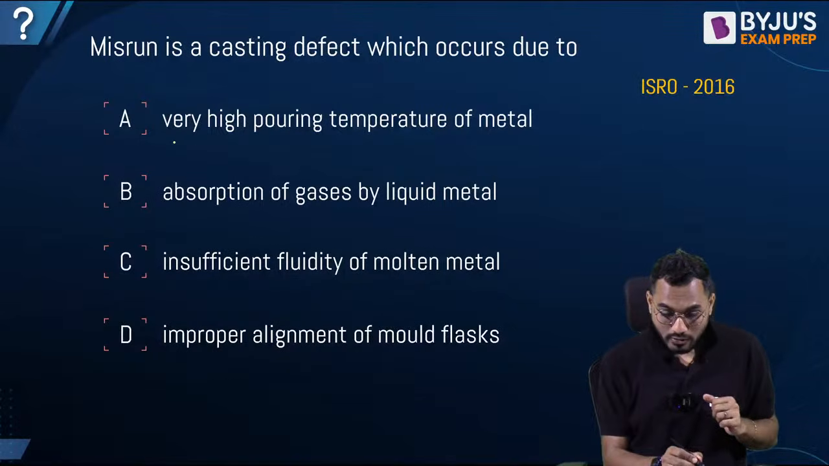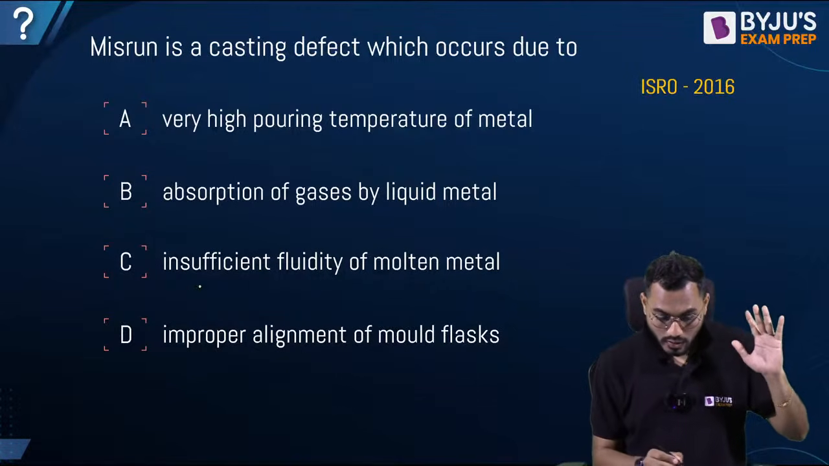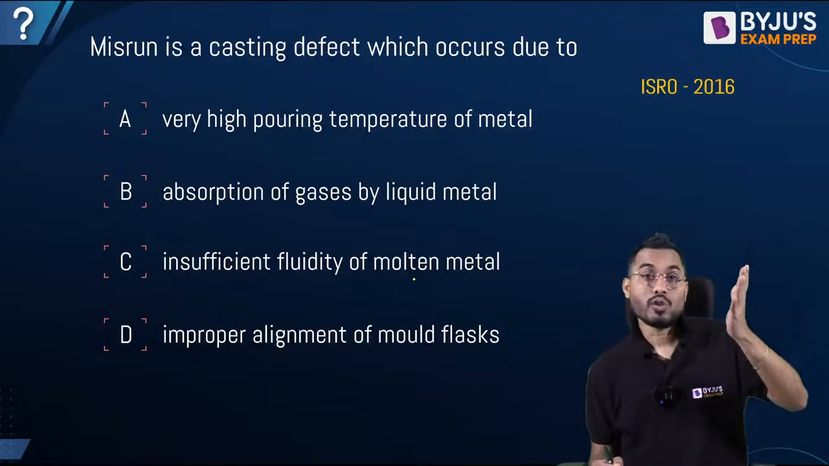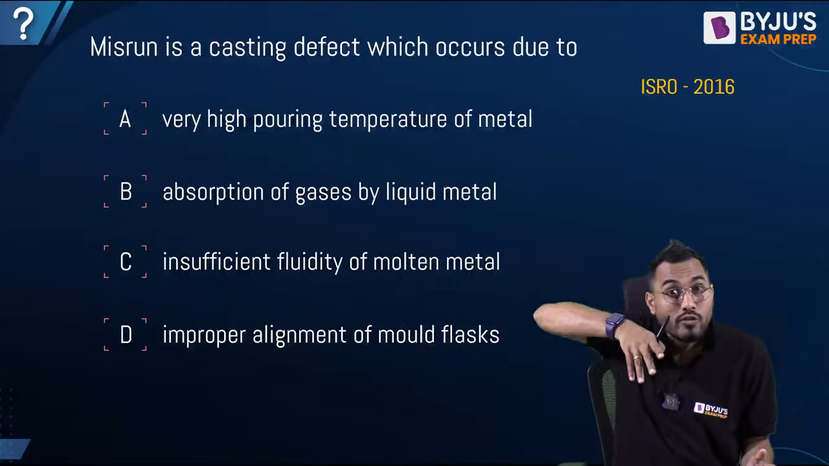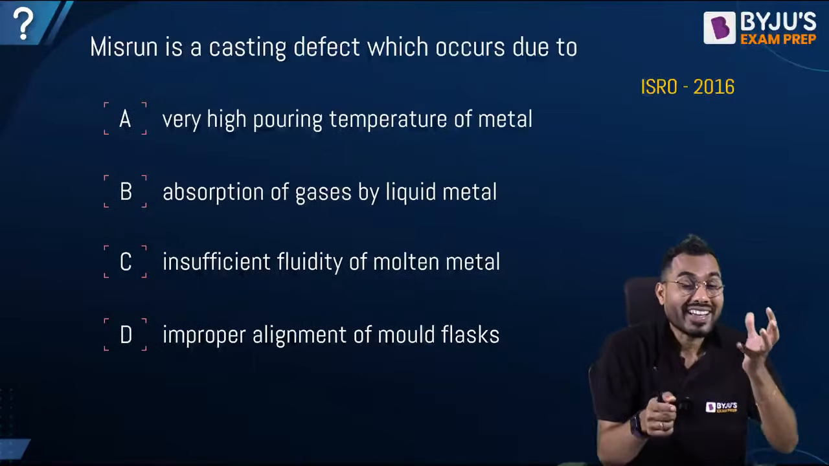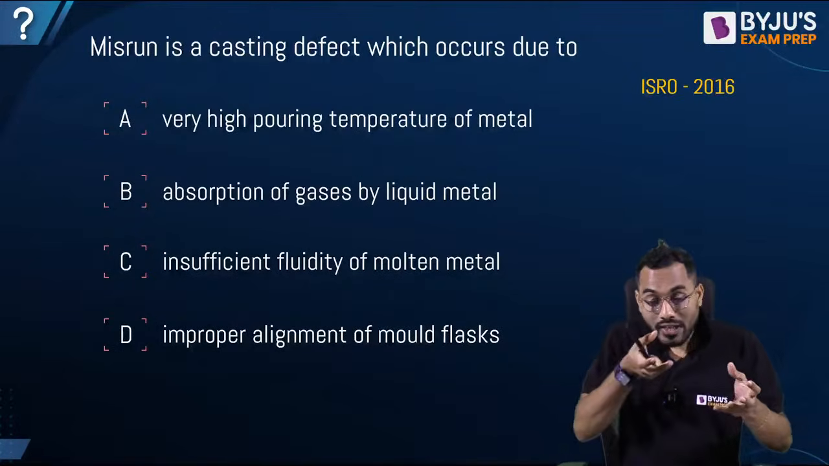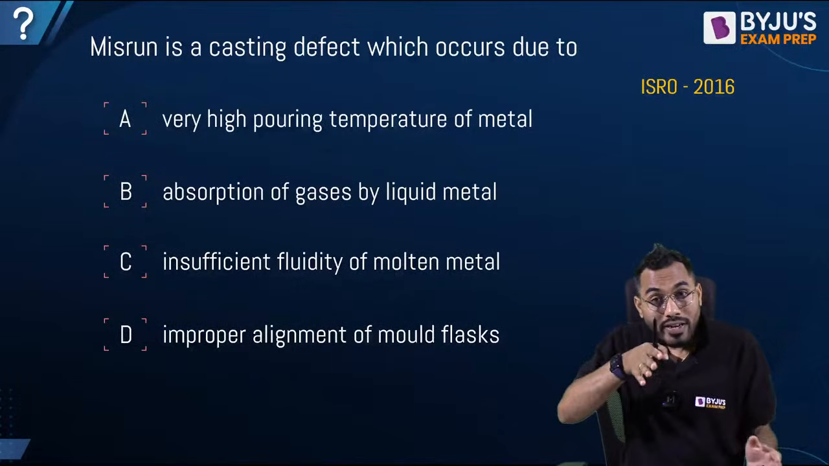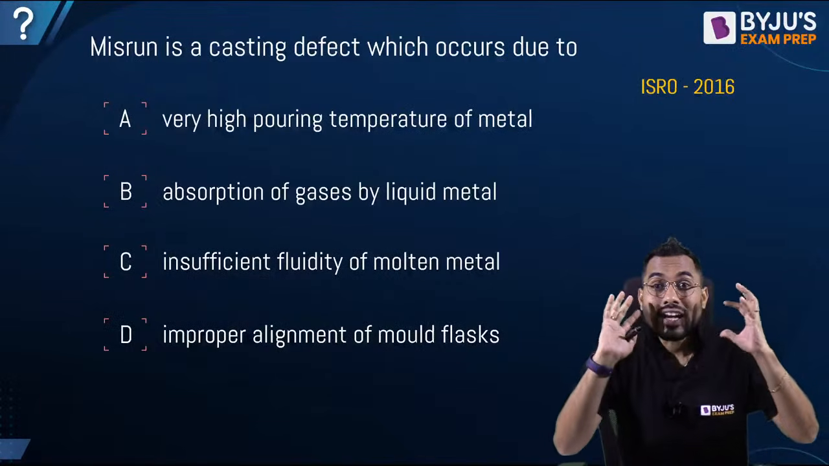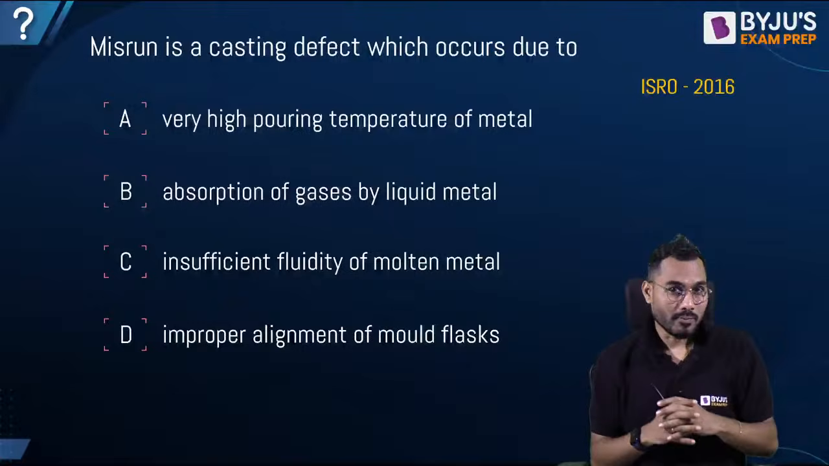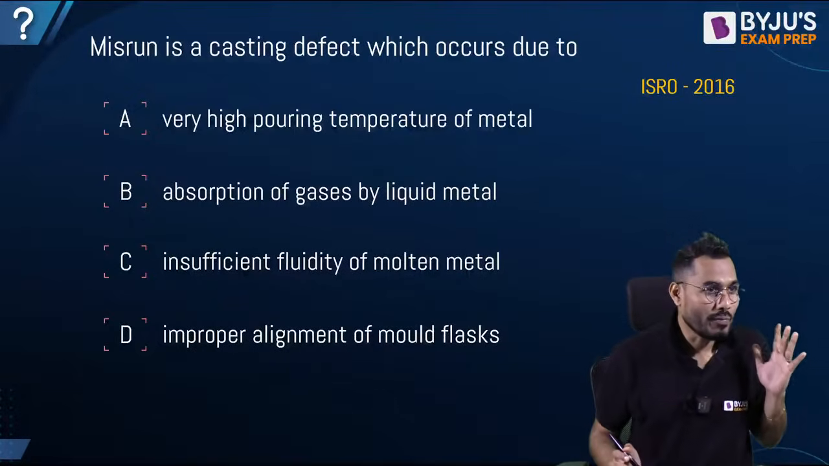Now, when does it happen? Very high pouring temperature, no. Insufficient fluidity of molten metal. Absolutely correct. When the molten metal doesn't have sufficient fluidity, then the entire casting cavity will not get filled properly, and therefore a misrun defect will come into the picture.